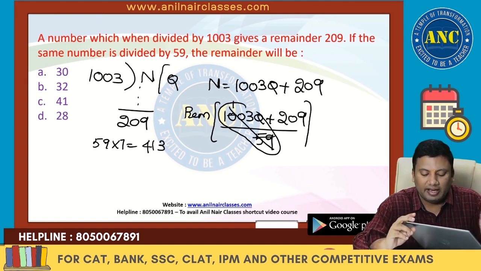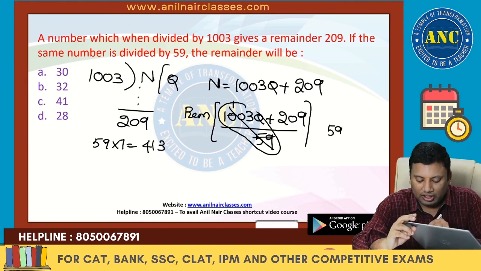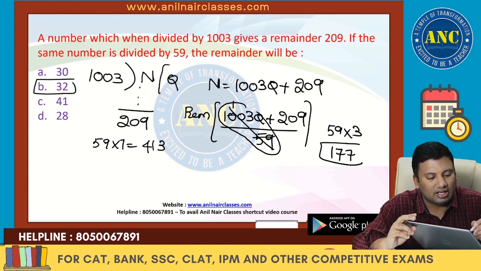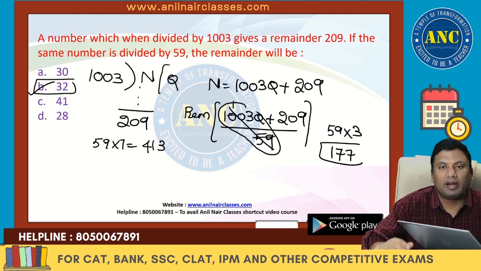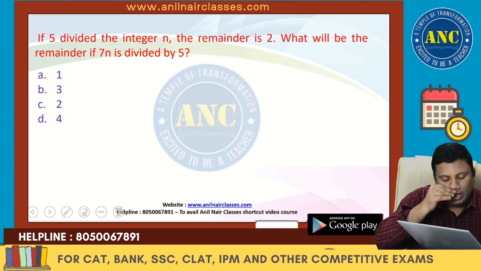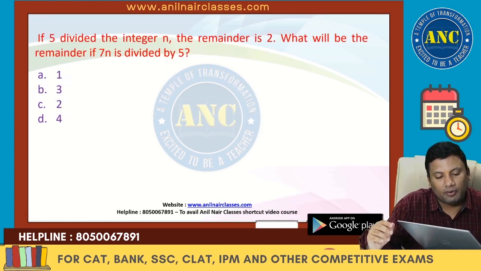Now 209 is divided by 59. 59 threes are 177, so 32 is the remainder. 32 is the remainder. This is the most repeated type of question in the divisibility theorem, sir.